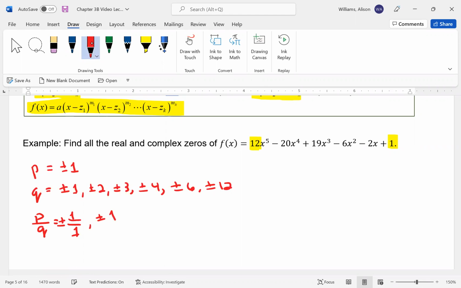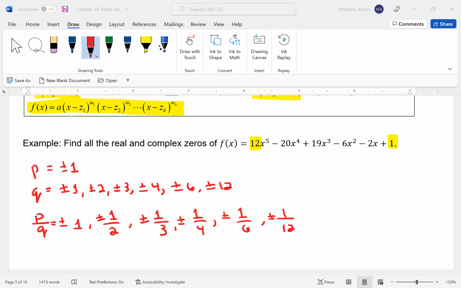1 over 2, 1 over 3, 1 over 4, 1 over 6, and 1 over 12. So basically all our possibilities are fractional, with the exception of the first one. And here, I'm not going to write it as 1 over 1. I'll take a second and go ahead and change that back to just being a 1. Let me give a little bit of space here. There we go. So there's our possible factors. So now let's go ahead and grab this on Desmos and see what this looks like.